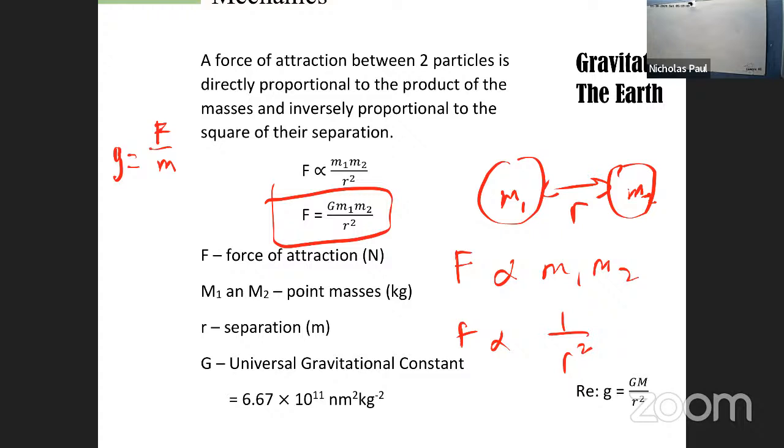So capital G is the universal gravitational constant.